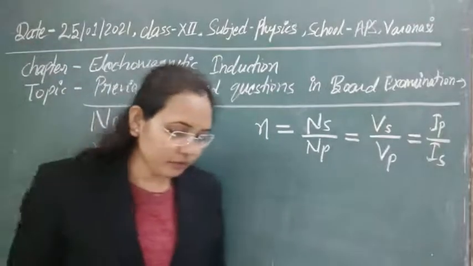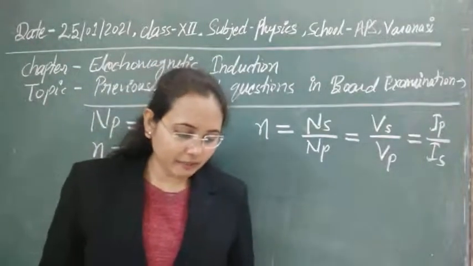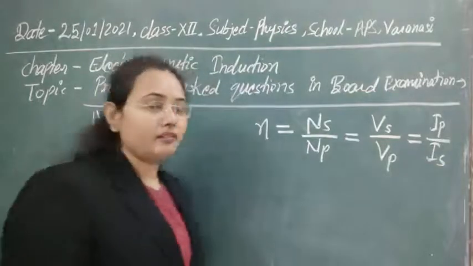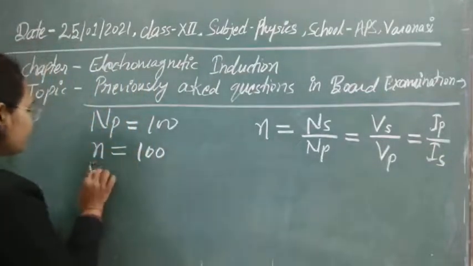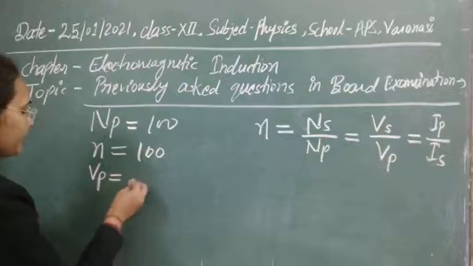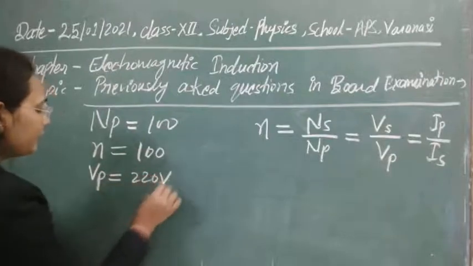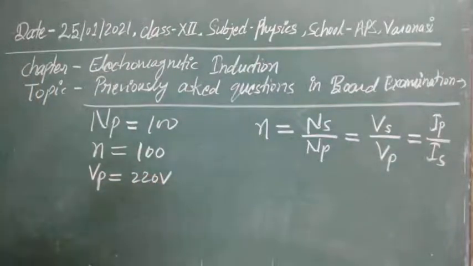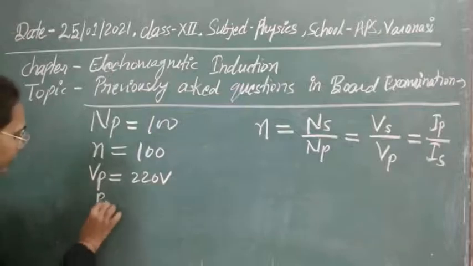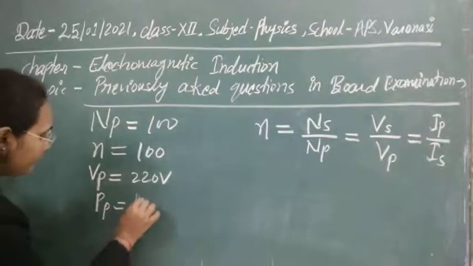Next, the input voltage and power are respectively 220 volt and 1100 watt. So input voltage means the primary voltage is given, this is 220 volt, and primary power is given as 1100 watt.